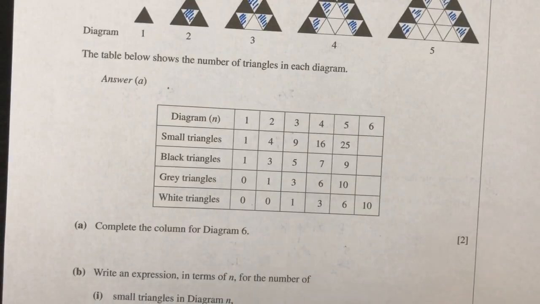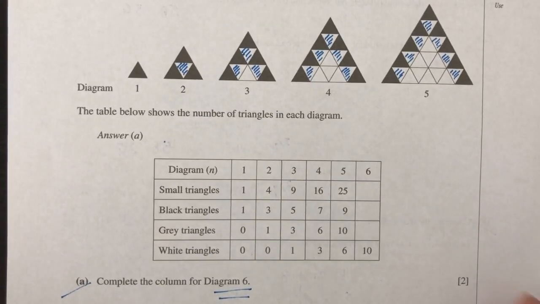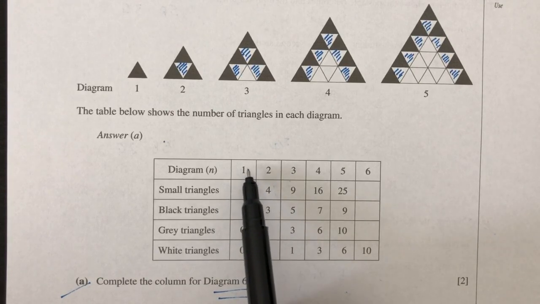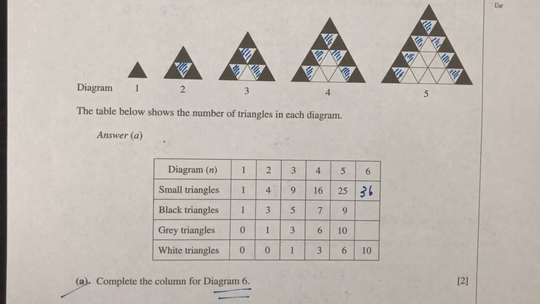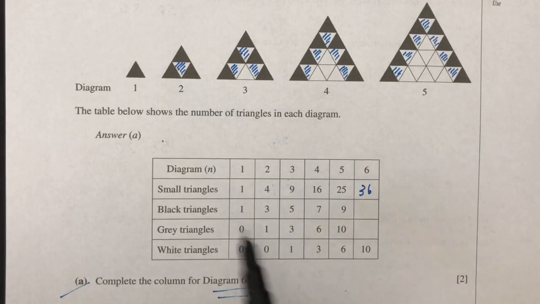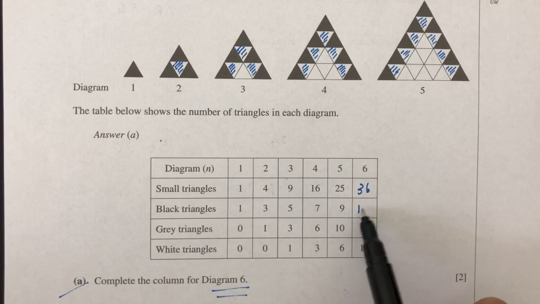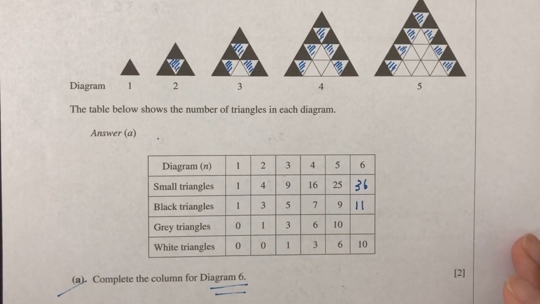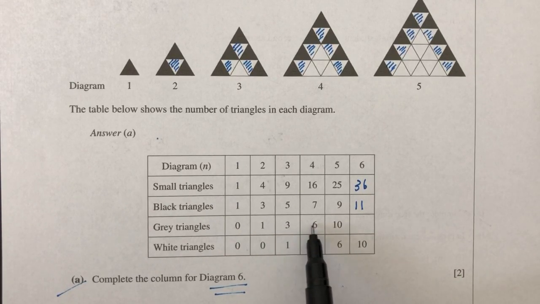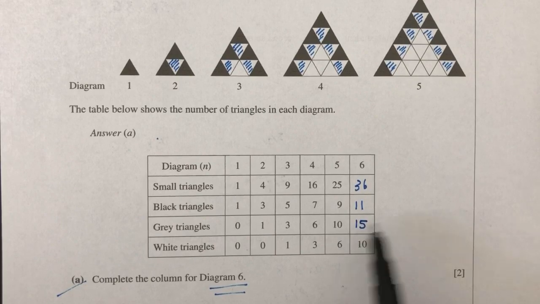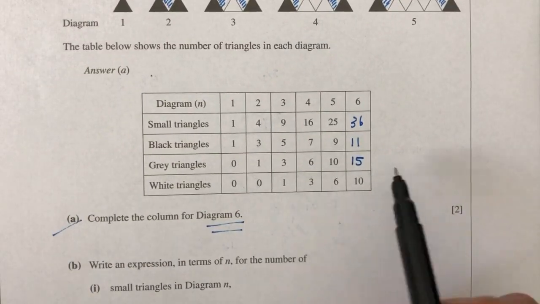Okay, part 1 says complete the column for diagram 6. As you can see here, small triangles are the square numbers, so 6 will be 36. Now for this one, we are adding 2 every single time, so plus 2 will give 11. And here we are adding 1, adding 2, adding 3, 4, adding 5, that will be 15. So this will be your answer for part A.